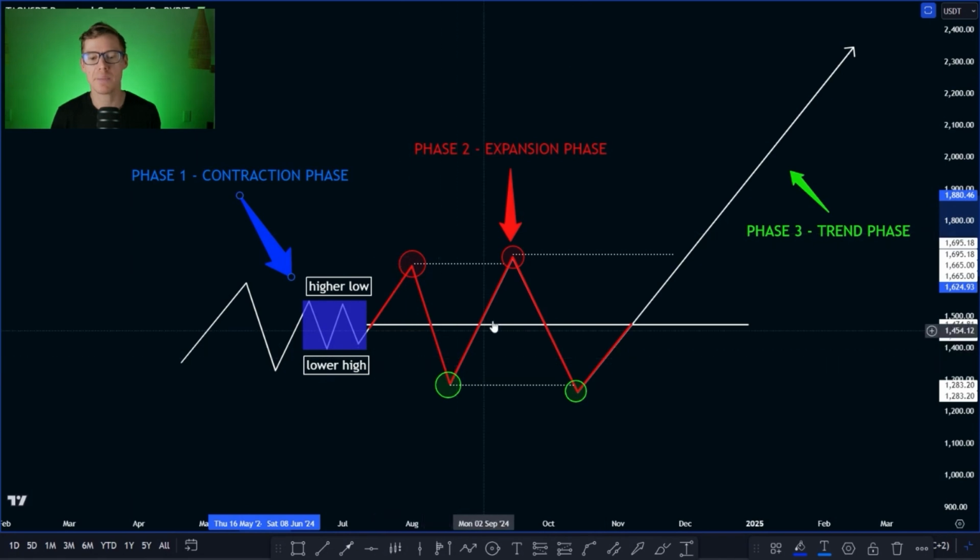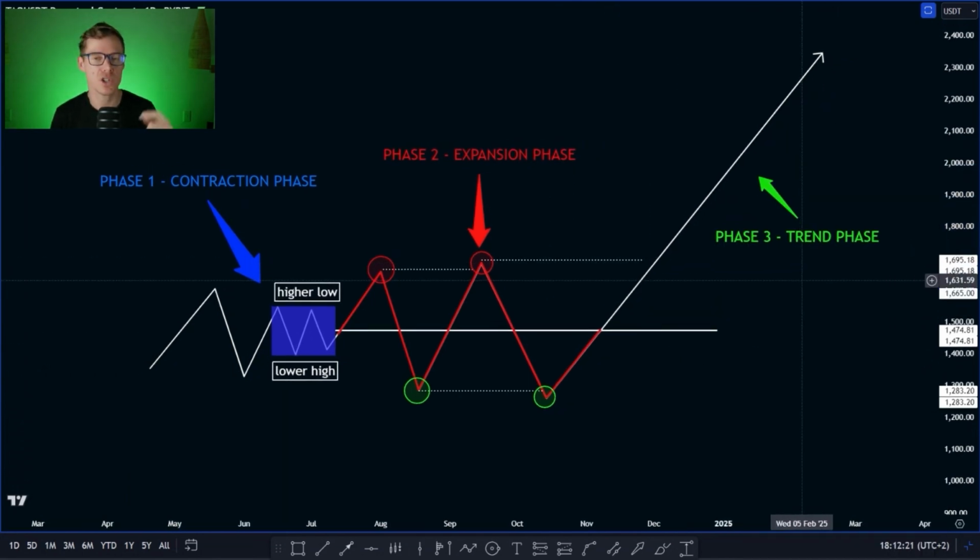Once this expansion happens in this whipsaw, we're looking for long entries underneath the value lines and our short entries above the value lines. But this is all dependent on the bias of the market. If on the higher time frame it's in an uptrend, then you're only looking to enter your longs when price is underneath these value lines. And then we get phase number 3, which is the trend phase.